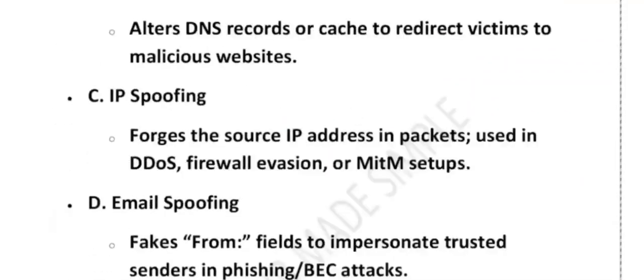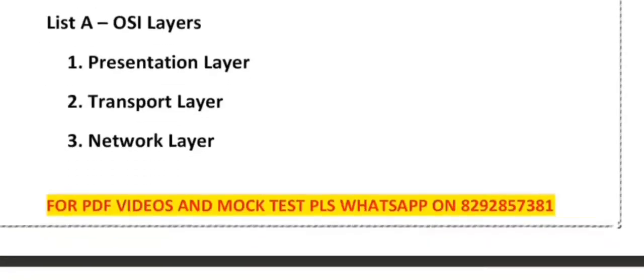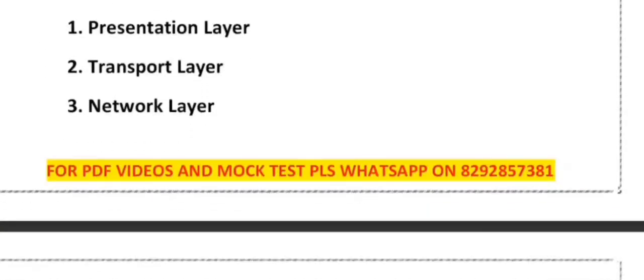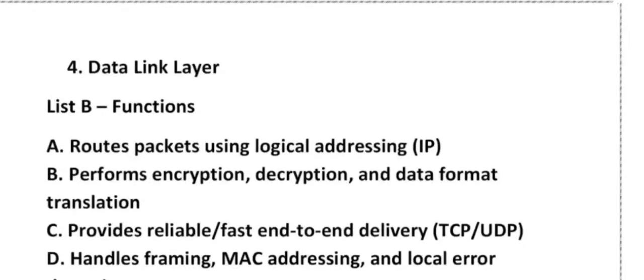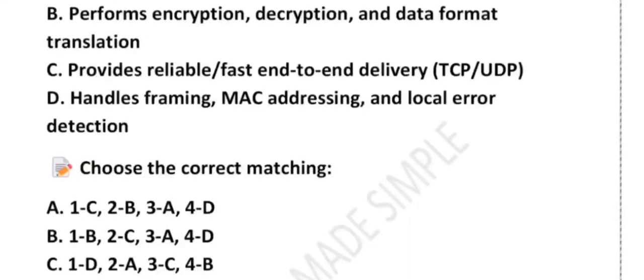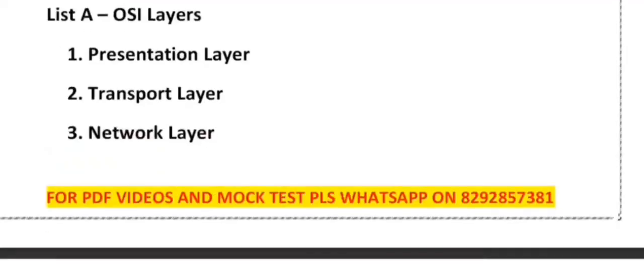Now, one question is based on match the following type. On one side, they have given you the OSI layer, and on the other side, the function. List A has OSI layers: presentation, transport, network, data link. List B has functions like route packet using logical addressing, perform encryption, decryption, and data format translation, provide reliable, fast end-to-end delivery, handle framing, MAC addressing, and local error detection. So you have to link. Four options have been given: 1C, 2B, 3A, 4D, and likewise. How do you go about solving it?